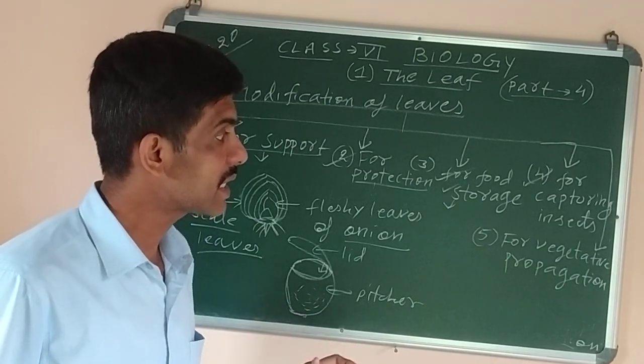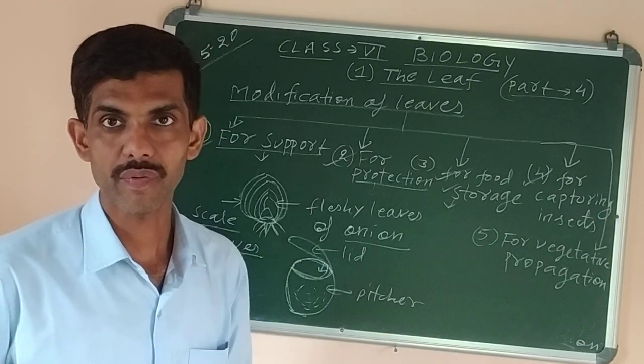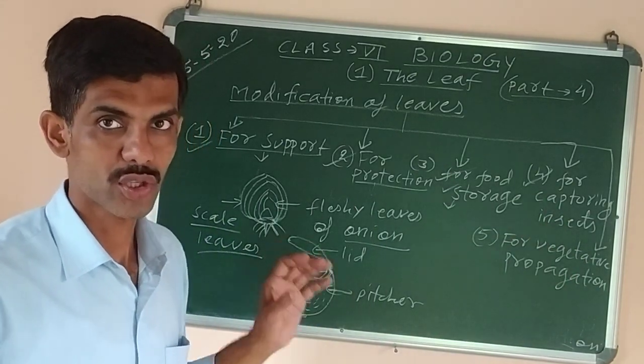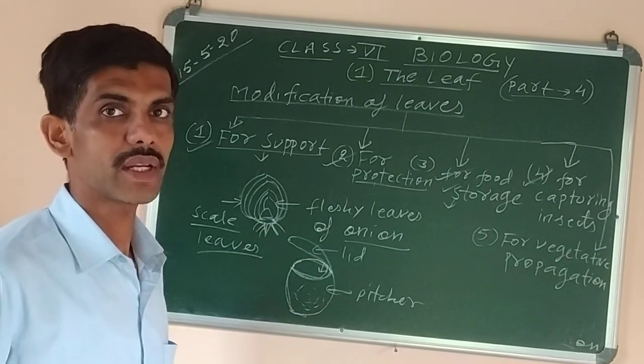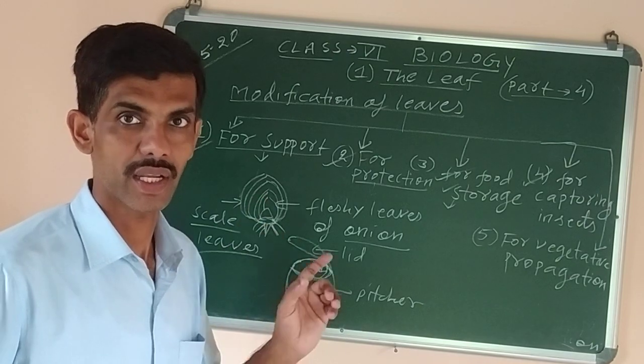And why do plants eat insects? Plants eat insects in order to get nitrogen from them, because they grow in soil which is deficient in nitrogen. So that's why they are called insectivorous, meaning insect-eating plants.